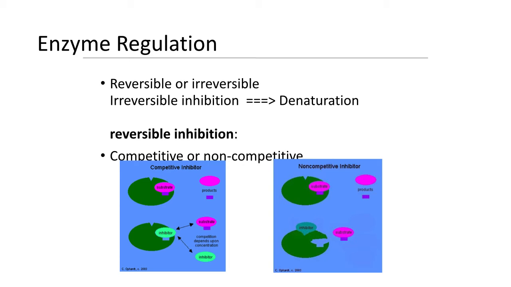The other type is known as non-competitive inhibition, which does not involve the active site. Usually, the non-competitive inhibitor occupies an alternate site on the enzyme, sometimes changing the three-dimensional shape of the enzyme so it can no longer accept the substrate.